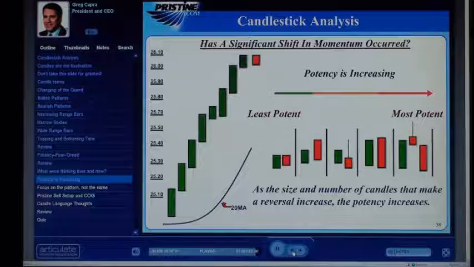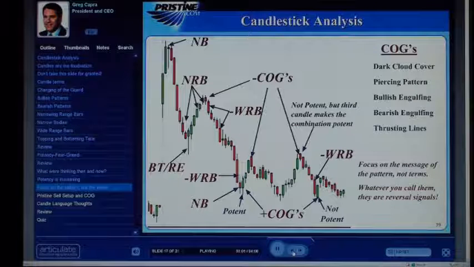And so as the size and number of candles that make up a reversal increase, the potency of that signal is going to increase. Let's take a look at some of these candles in action. In the upper left, we have a narrow body. By definition, a narrow body tells us that momentum has slowed down, nothing more. This particular narrow body does give us a bit more information in that it was a bottoming tail bar that did move down into that green candle's prior low area.